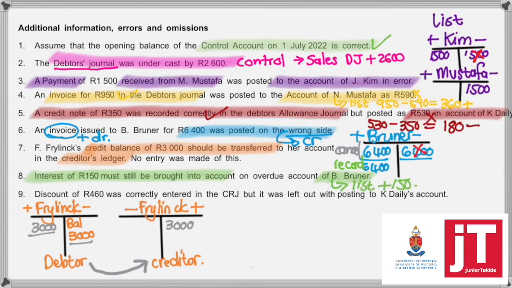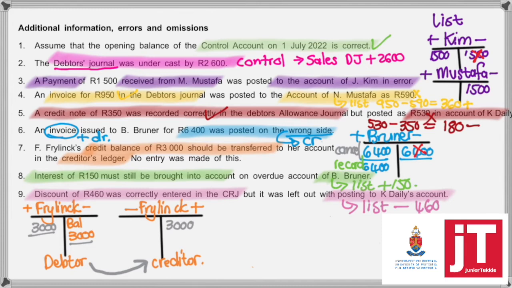Then, number 8, interest of 150 rand must still be brought into account. So, on the overdue account of Brunner. So, still into account, it's nowhere. So, we have to add it to the list in Brunner's account, but also as a journal credit in the control account because it's not recorded anywhere. And then lastly, discount of 460 rand was correctly entered in the CRJ, but it was left out of the posting to K Daly's account. So only the list is incorrect. So I need to minus off the discount off Daly's account.